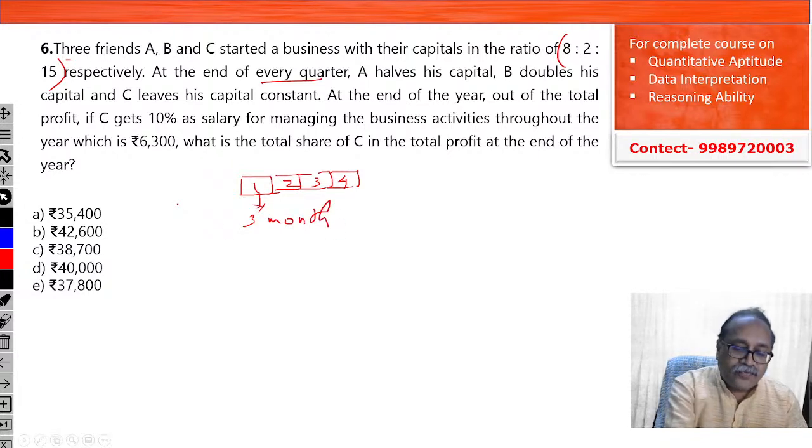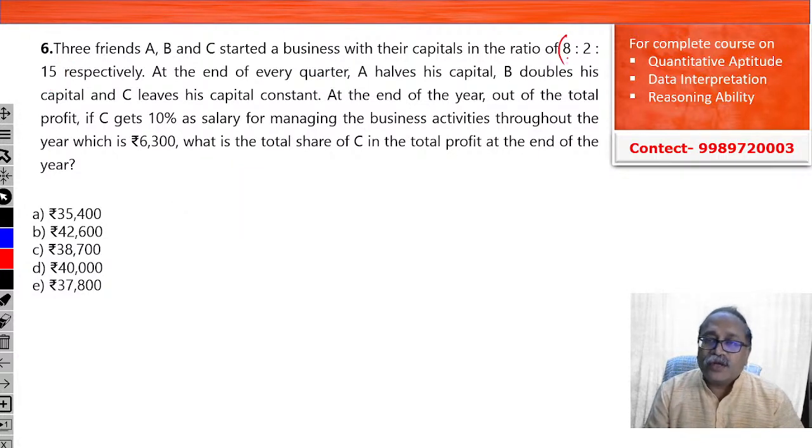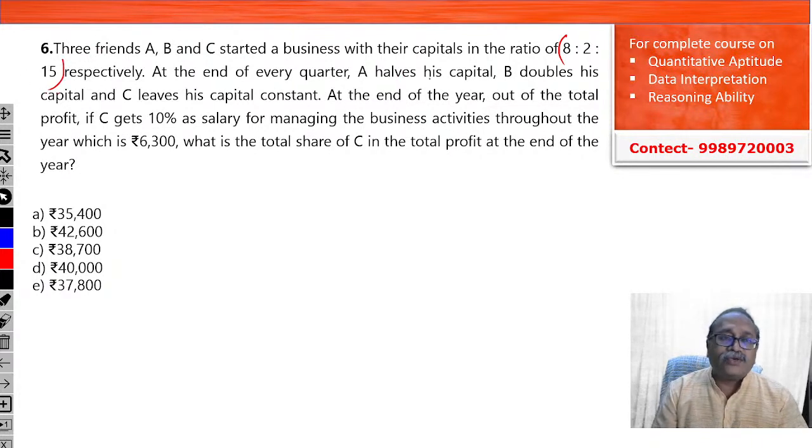3 months, we have this information. So the capital is in the ratio of 8 is to 2 is to 15 respectively. At the end of every quarter, A halves his capital. So let's see, what is A's capital?